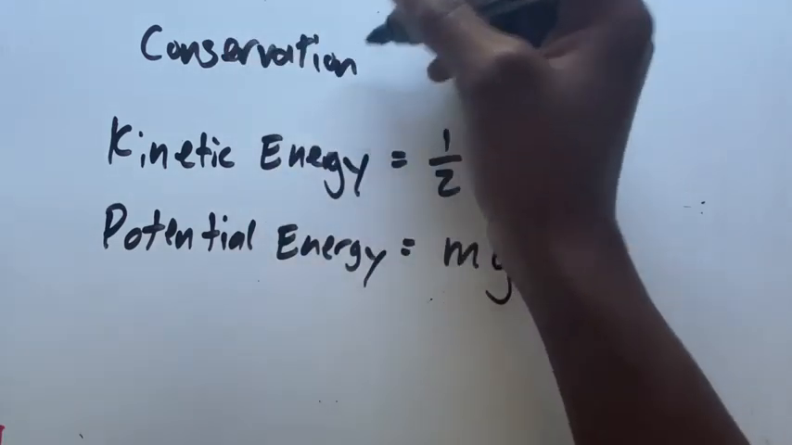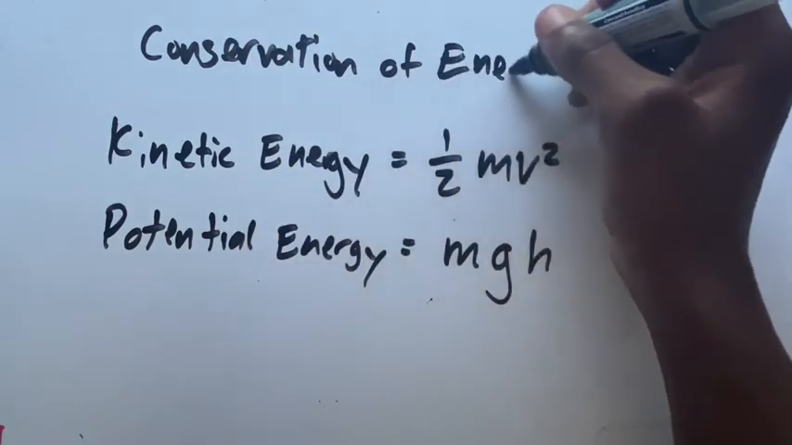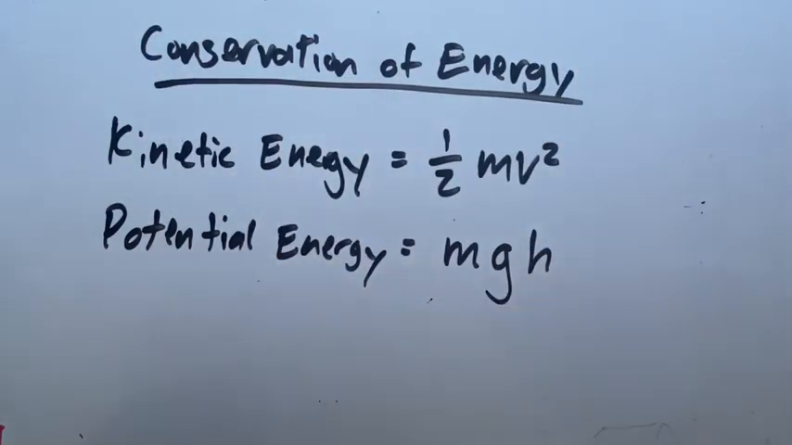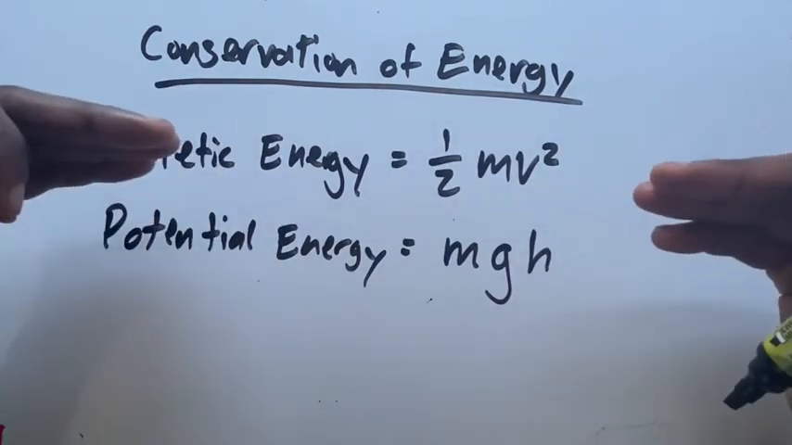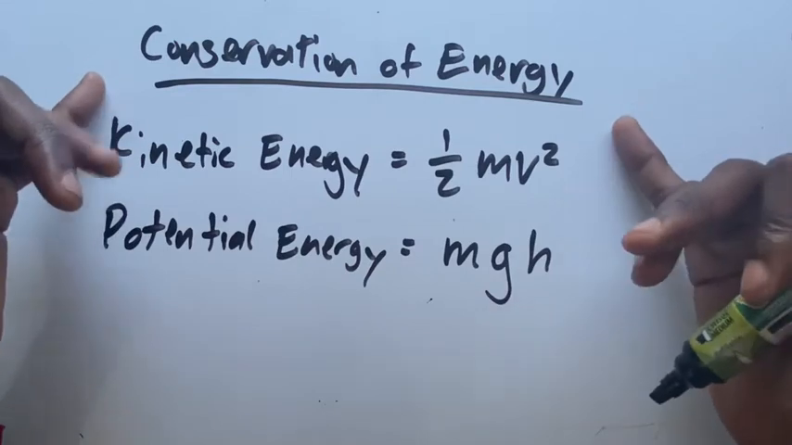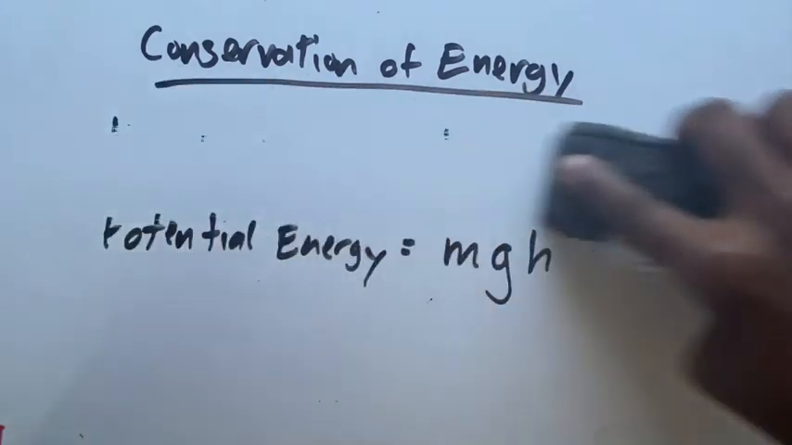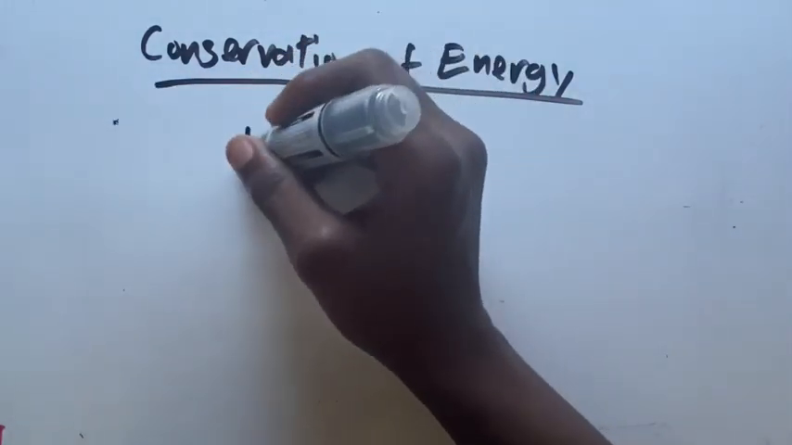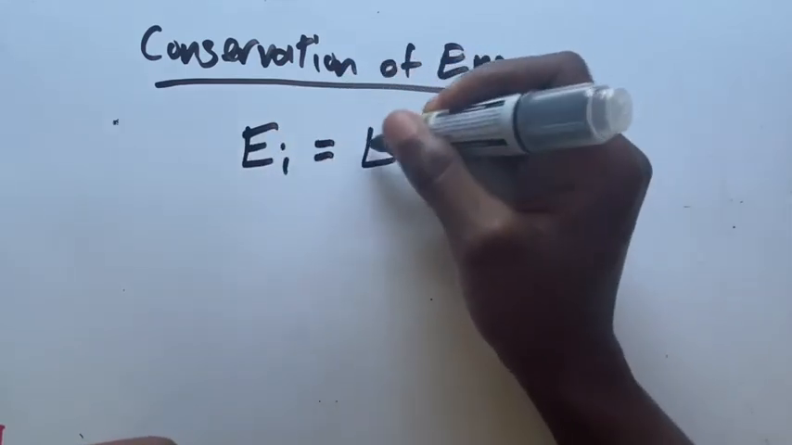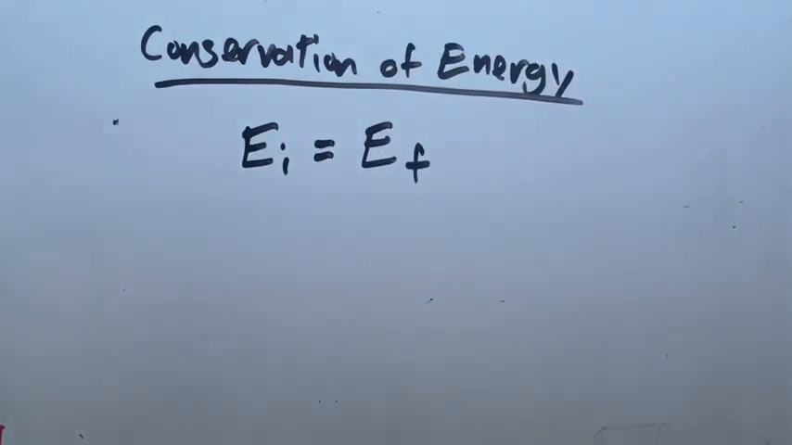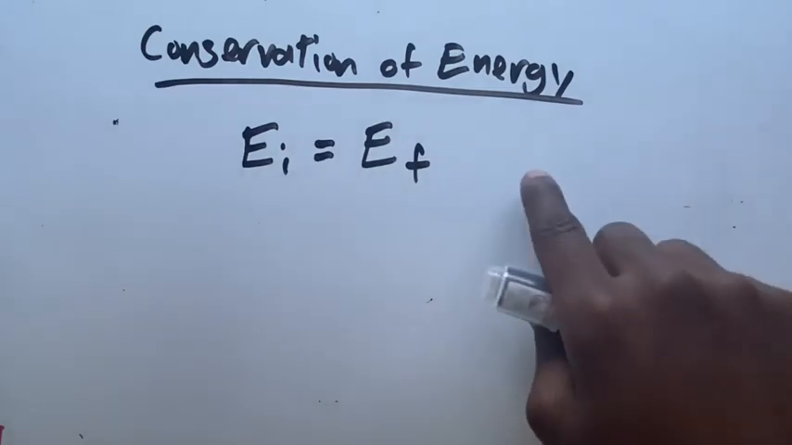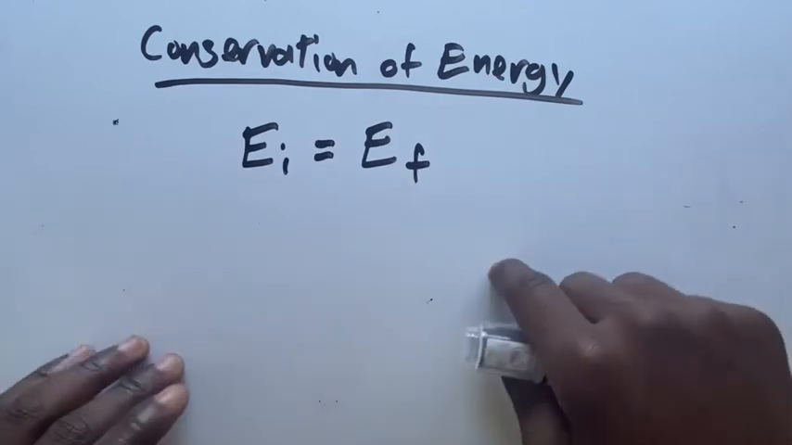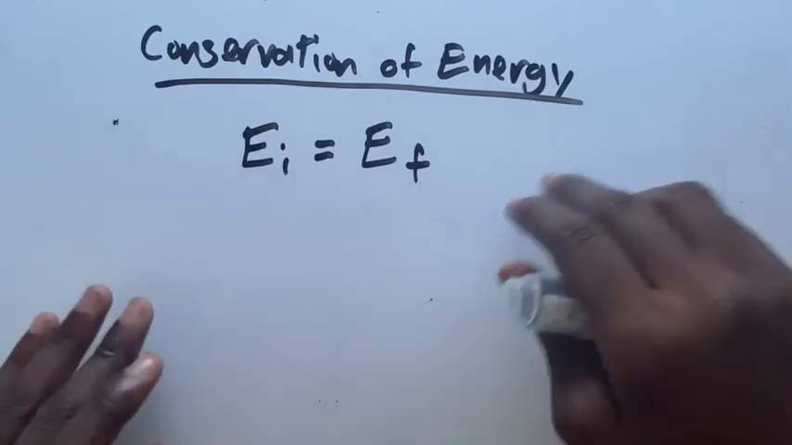Conservation of energy. Just like how we have a conservation of momentum, we also have something called the conservation of energy, which basically just means the initial energy is going to be equal to the final energy. Now, this is only true if there is no energy loss in the system.